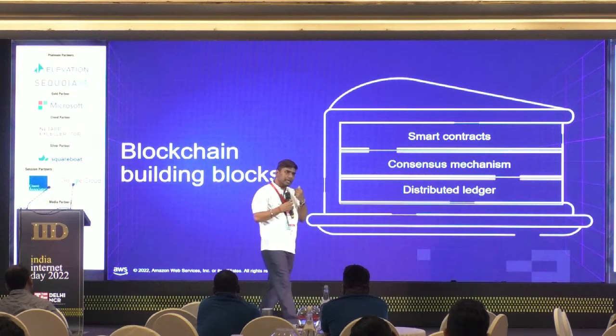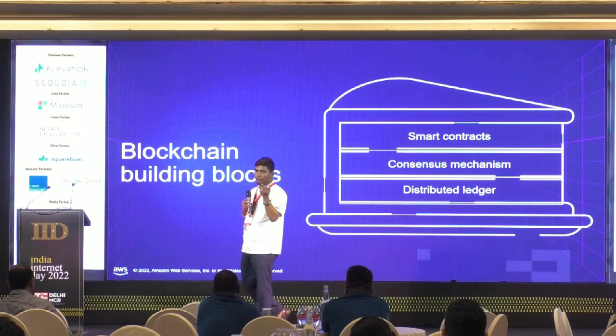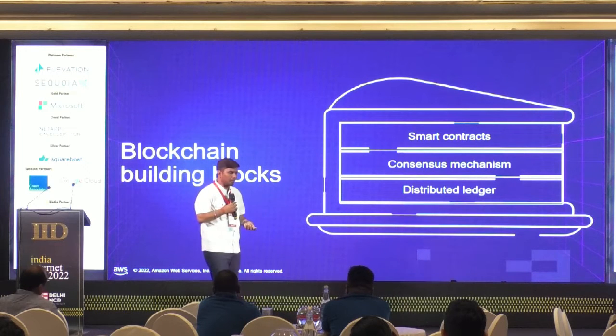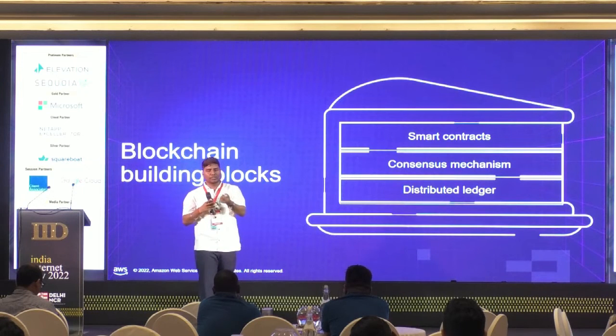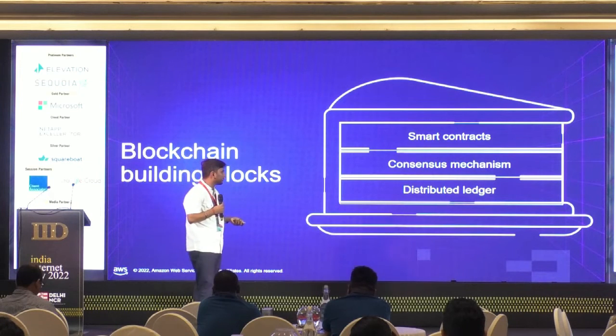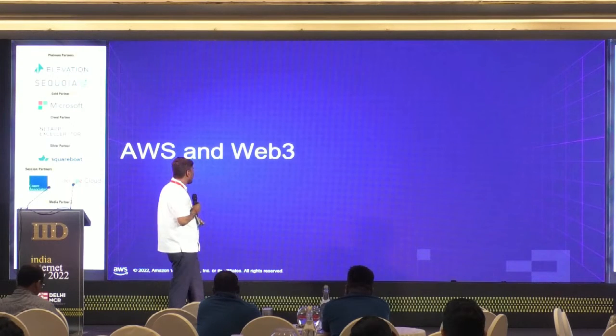Smart contract is actually a piece of code. If you're an AWS user, think of it like any Lambda or any function which can run on top of it. And then, there are certain functionalities which you can perform using that. So these are the few building blocks of blockchain.